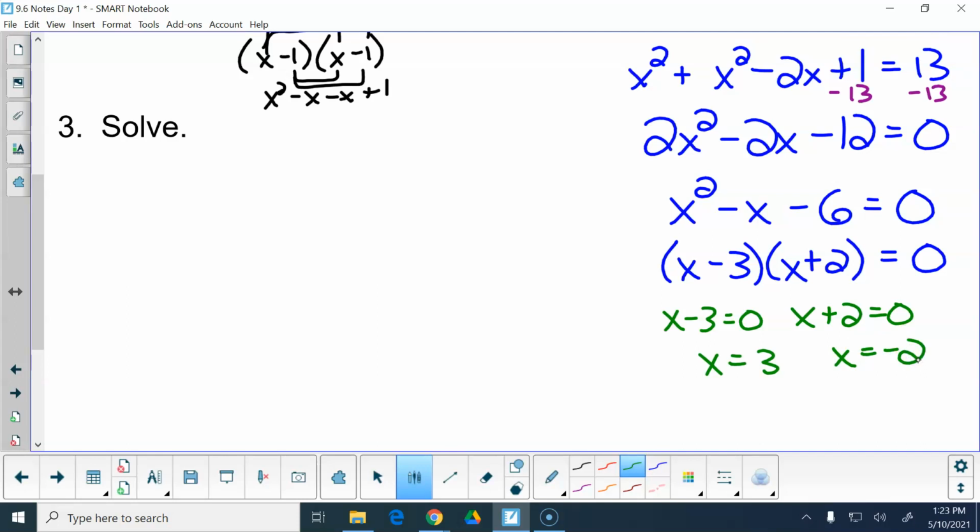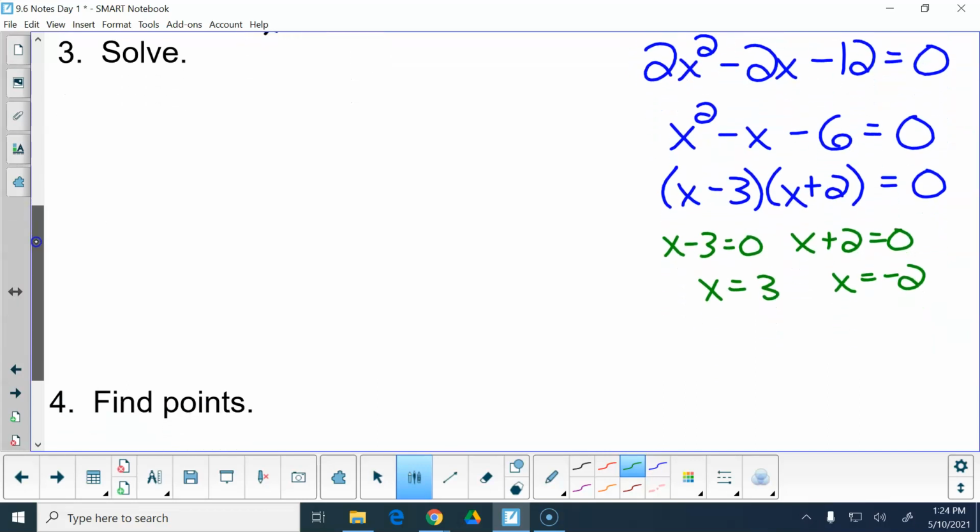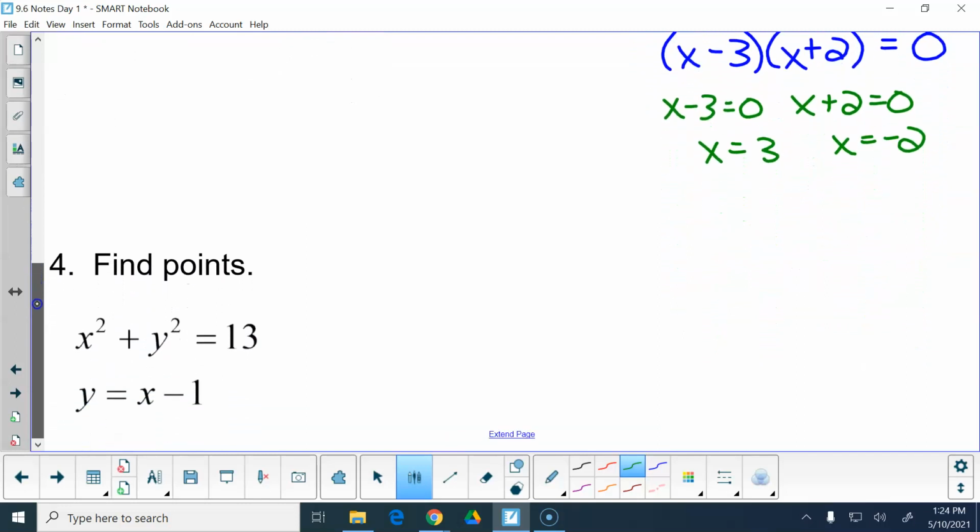Right? Because that's solving that quadratic equation. Okay? Now, here's where we differ. Here's where we're going to go off the beaten path for a little bit. So now we've got those two values up there. So we have to find the two intersection points.